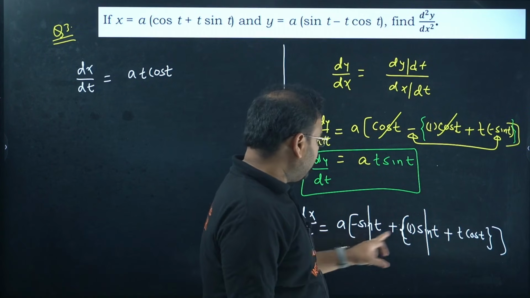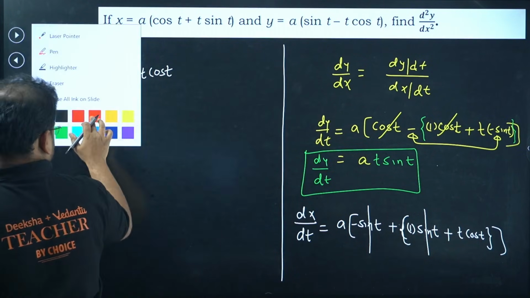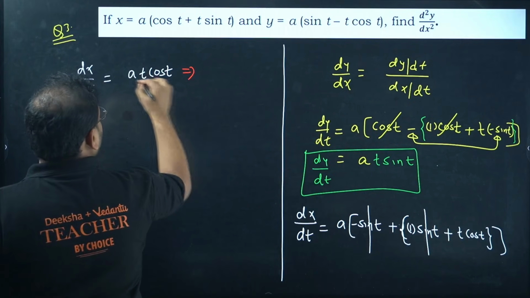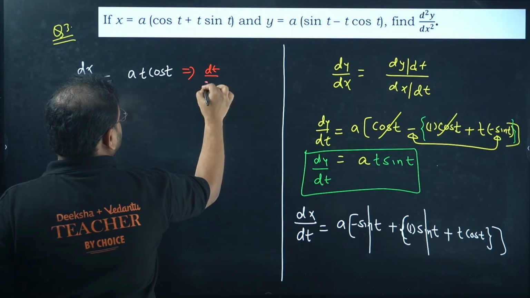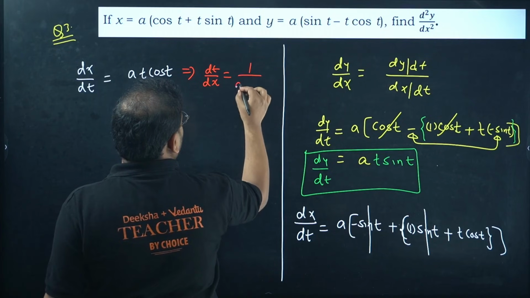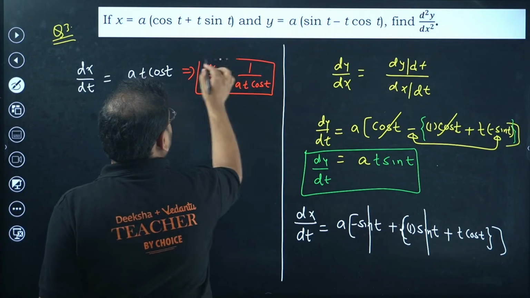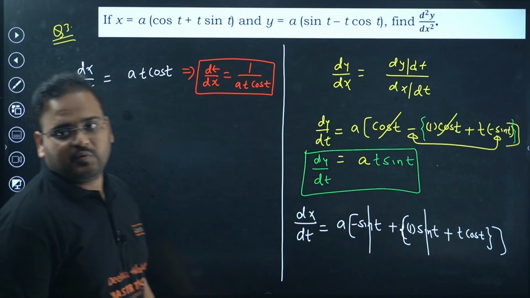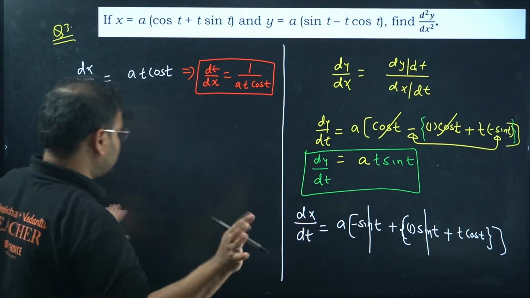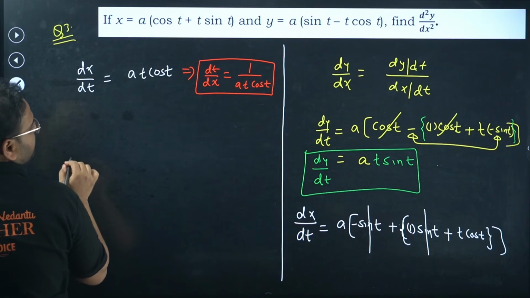Check here, a t cos t. So if I want to write dt by dx, I'm going to get this value as simply 1 upon a t cos t, or you can write this as secant t by a t. You'll see, don't worry. Okay, let's go to the next step.